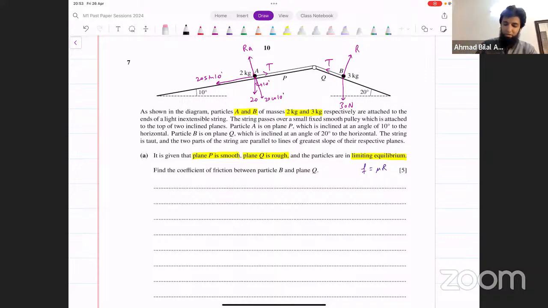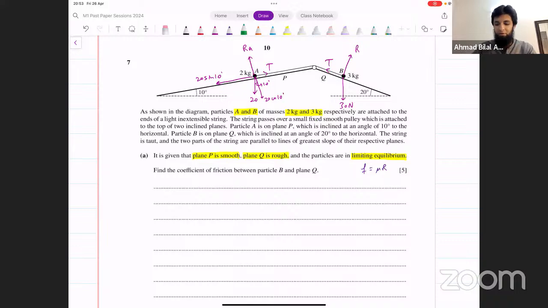B has more weight and A has less weight. But the angles are also different. You can see B is also on a steeper surface. Surface P is less steep. So both of those things basically tell you, since B has more weight and it's also on a steeper surface, B is likely to go down the plane, right? So that means B is just about to move down the plane.